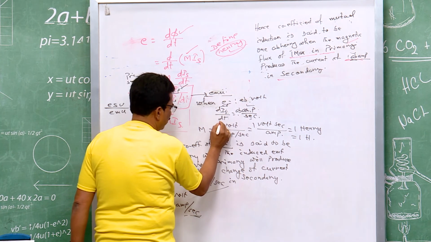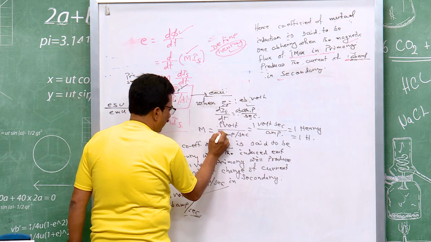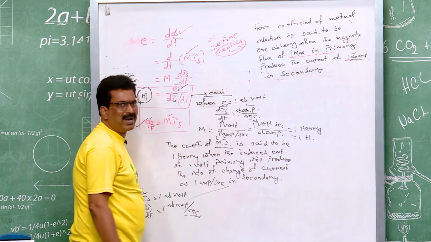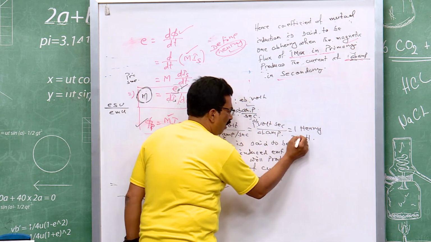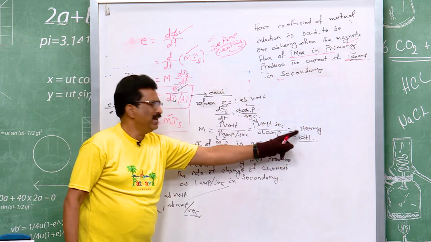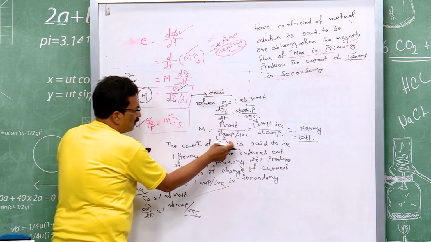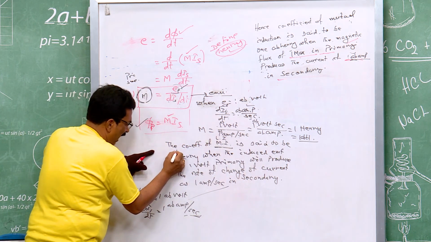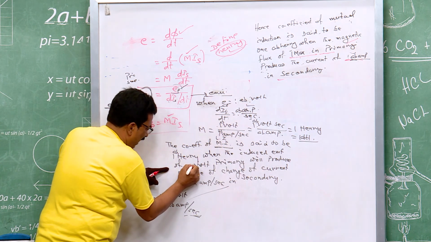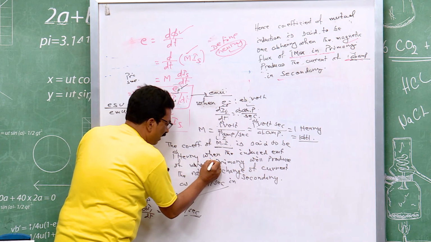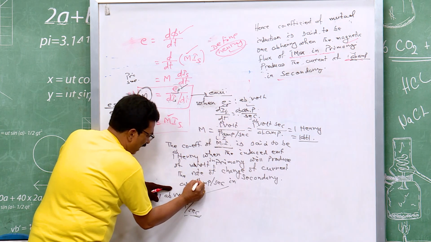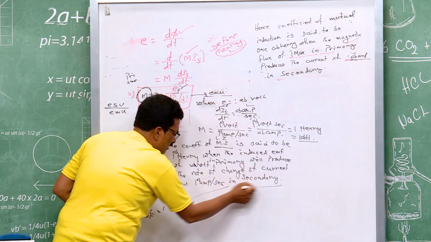So this is equal to 1 abvolt by 1 abampere by second. This is 1 abvolt by 1 abampere. And this Henry will also be replaced in the same way as the abhenry. Therefore, the definition will be: the coefficient of mutual induction is said to be 1 abhenry when an induced EMF of 1 abvolt in the primary produces a rate of change of current of 1 abampere by second in the secondary.